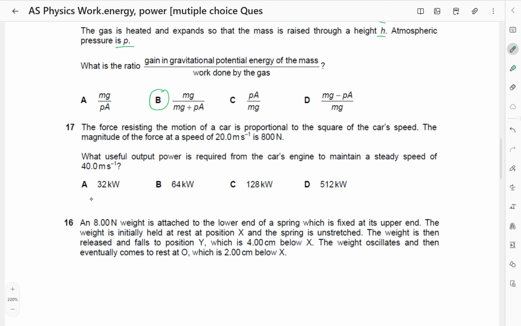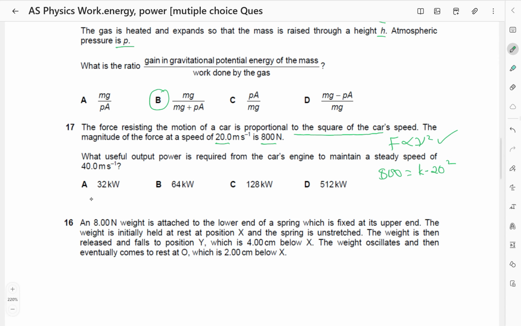The force resisting the motion of a car is proportional to the square of the car's speed. So force is directly proportional to the square of the car's speed. The magnitude of the force at a speed of 20 meters per second is 800. So when the force is 800, this will be equal to a constant K times the speed, which has been given as 20, but squared. I'm just using this equation here.